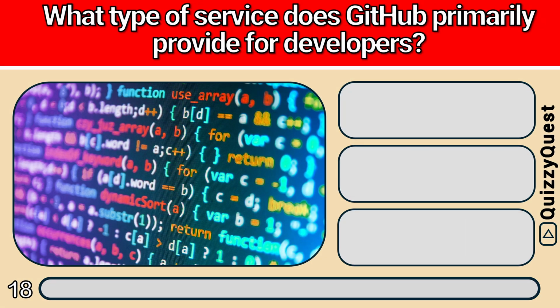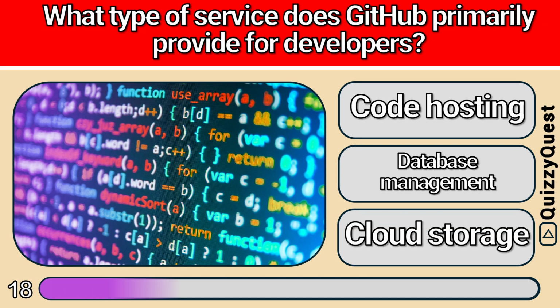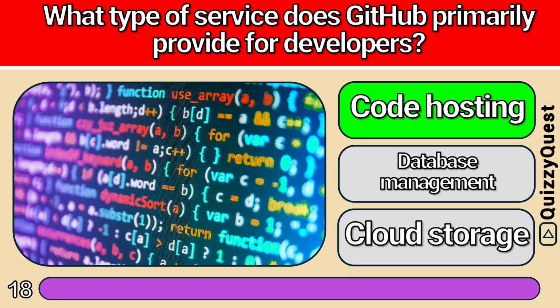What type of service does GitHub primarily provide for developers? Is it A, code hosting, B, database management, or C, cloud storage? It is A, code hosting.